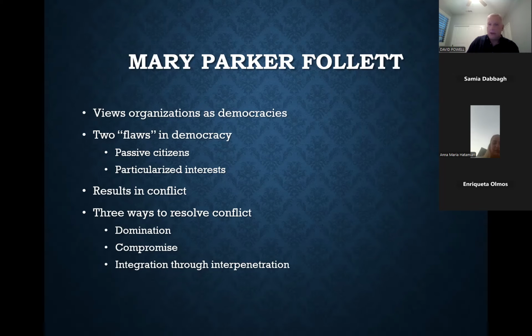Madison told us we cannot eliminate conflict by eliminating factions. They are a natural outgrowth of a democracy. Instead, what we do is we control their effects, and we control the effects of factions by balancing one particularized group against another particularized group. But we're still going to have conflict between them. So Follett says for a strong democratic organization, we need to come up with an effective way of dealing with this conflict. We're going to allow people to participate.